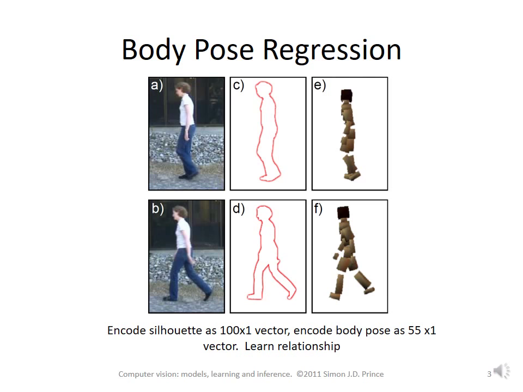An example of regression would be where we take an image encoded as a 100-dimensional vector and then try to estimate the continuous domain pose of each of the joint angles. Maybe 55, maybe more, but for our purposes today we'll probably talk about just regressing one continuous value at a time.